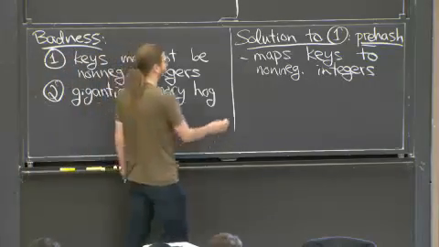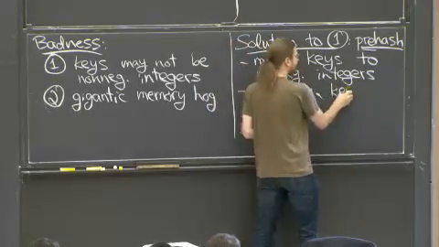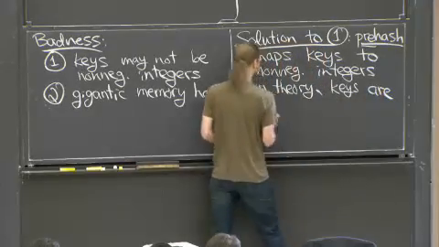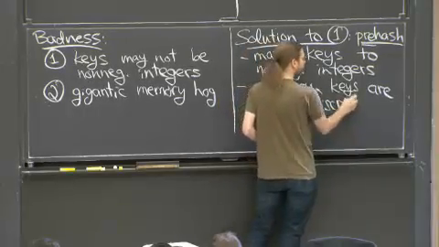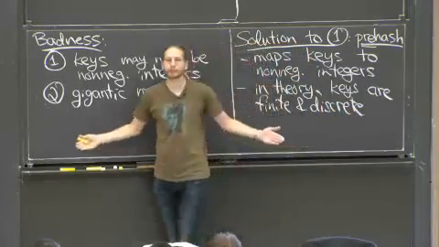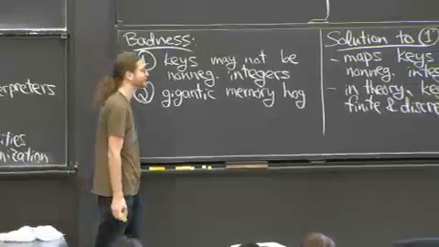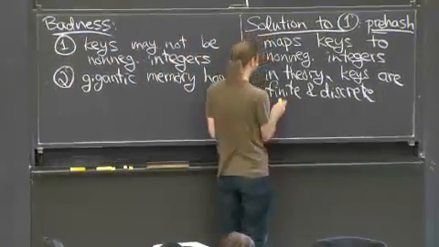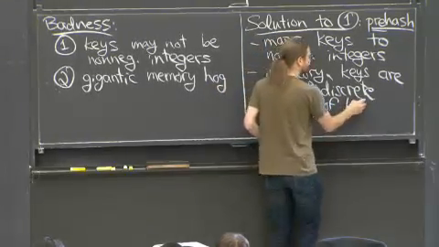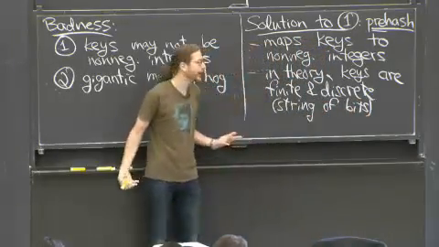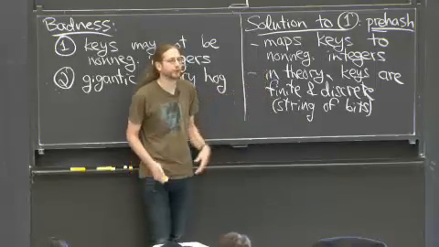I'll start with the mathematical. In theory, keys are finite and discrete. We know that anything on the computer can ultimately be written down as a string of bits. So a string of bits represents an integer. So we're done. In theory, this is easy. And we're going to assume in this class, because it's sort of a theory class, that this is what's happening. At least for analysis, we're always going to analyze things as if this is what's happening.